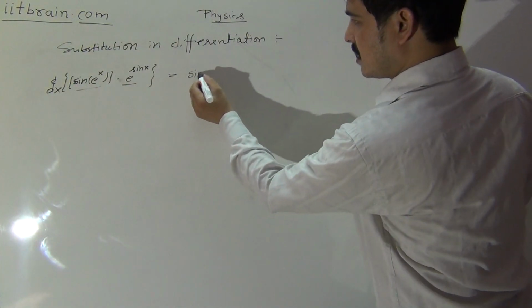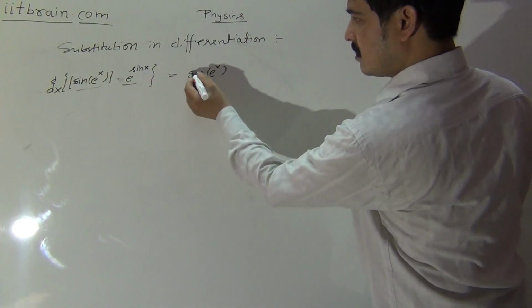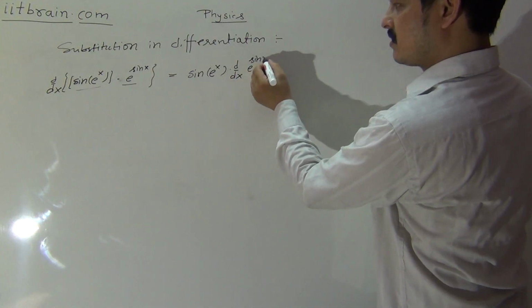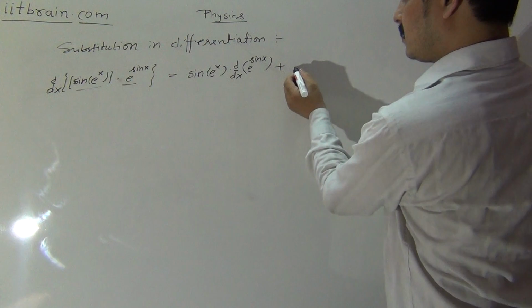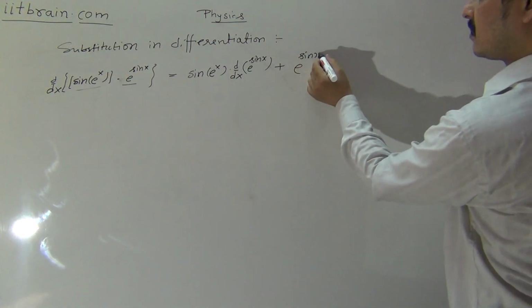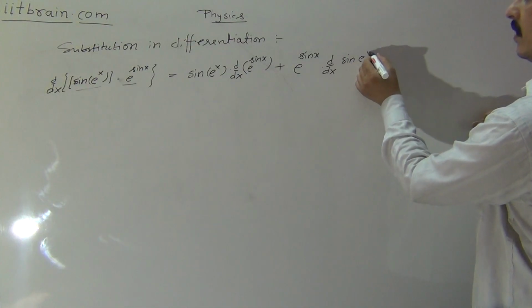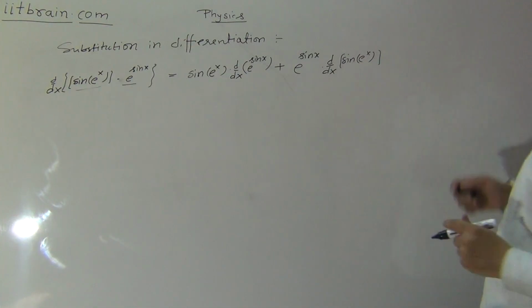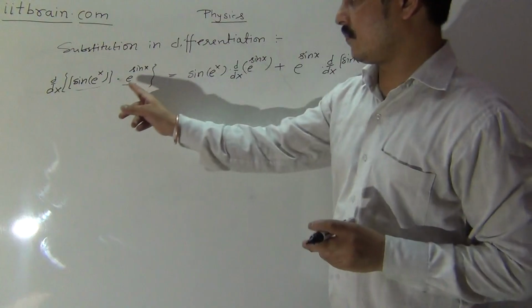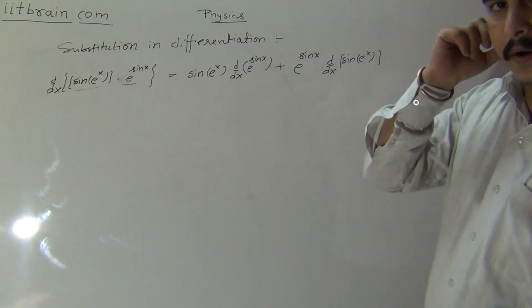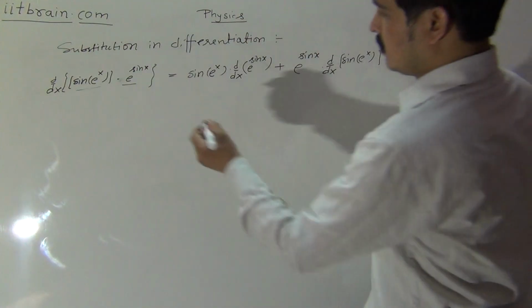Then the answer will be sin e to the power x into d upon dx of e to the power sin x, plus e to the power sin x into d by dx of sin e to the power x. This is sin e to the power x, differentiation of this, plus e to the power sin x, differentiation of this. One by one you have to differentiate this.